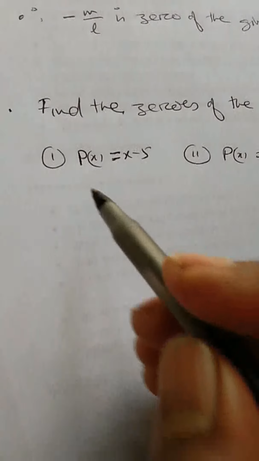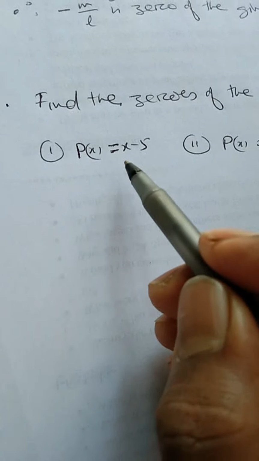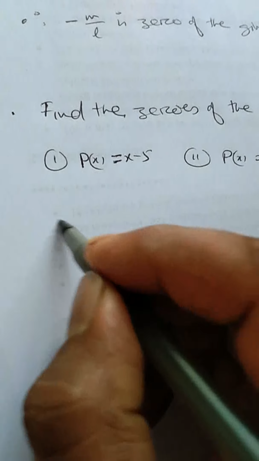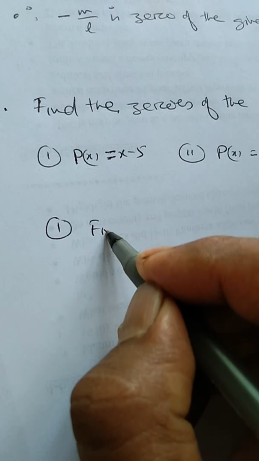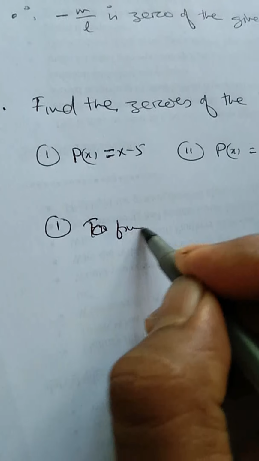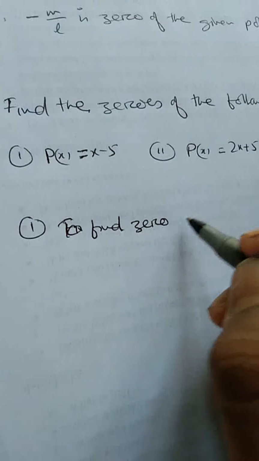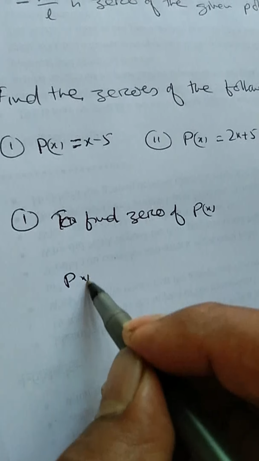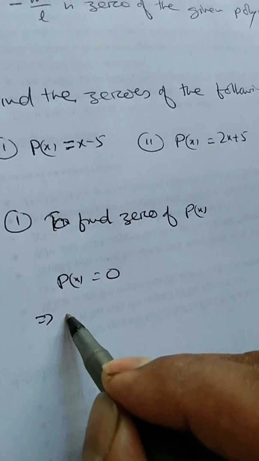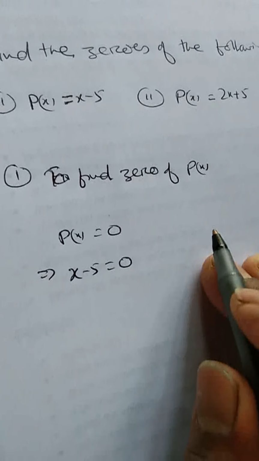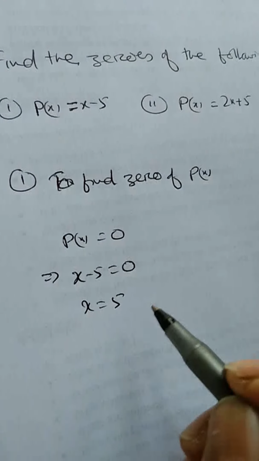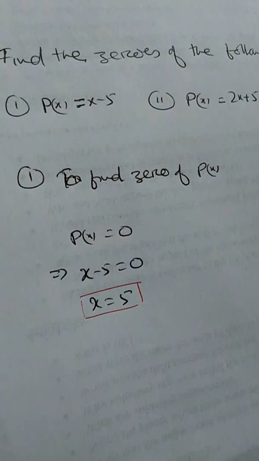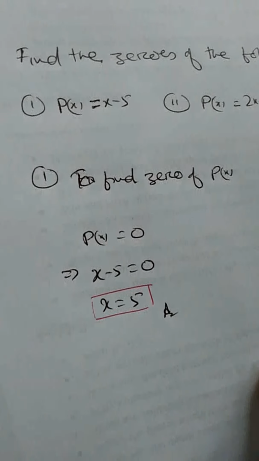So the first one is given p(x) equal to x minus 5. To find the 0 of the given polynomial, what will we write? To find the 0 of p(x), we will write p(x) equal to 0. So the value of p(x) is x minus 5, then x will be equal to 5. So this is the 0 of the given polynomial. This is the answer.